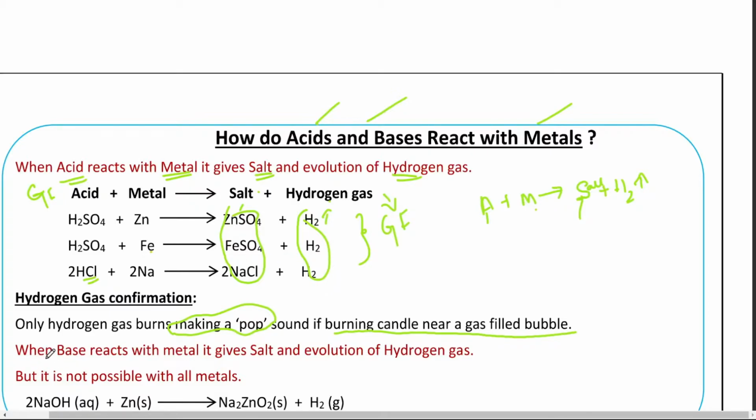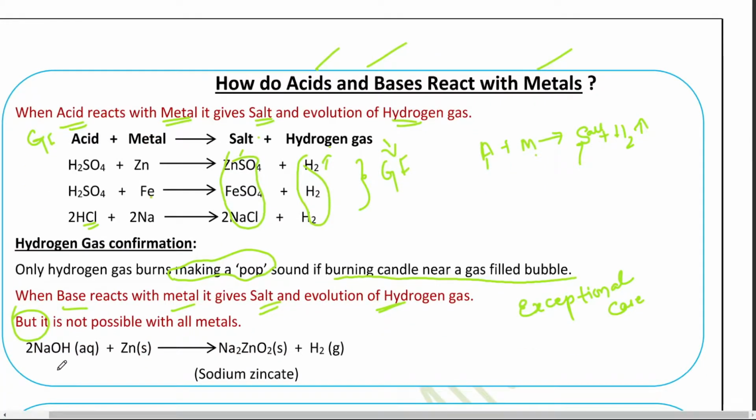Okay. So let's move to what happens to a base when it reacts with metal. Here also we see that when a base reacts with metal, it gives salt, same as acid, and evolution of hydrogen gas. But it is not possible with all metals. There is an exceptional case here: with all metals, whenever they combine with a base, we cannot expect salt and hydrogen gas.